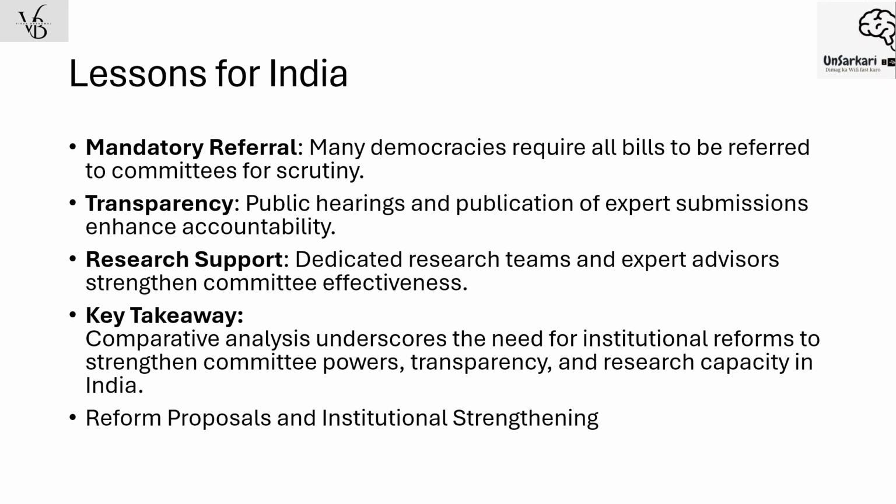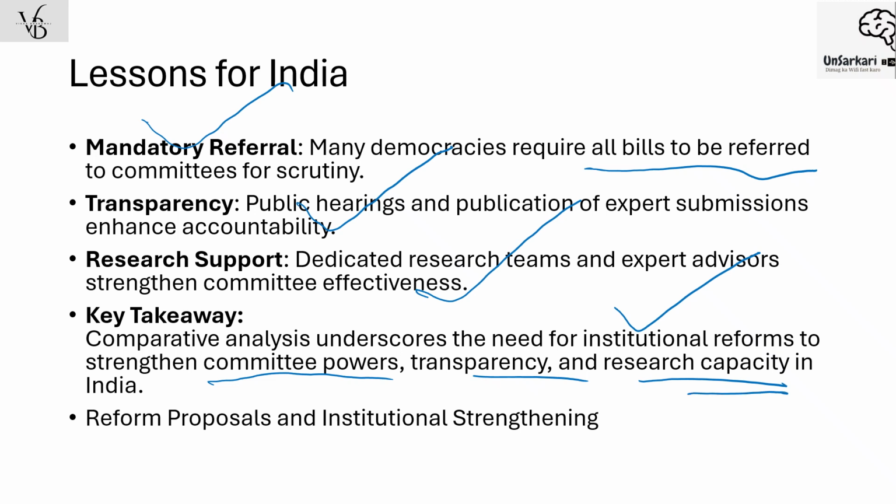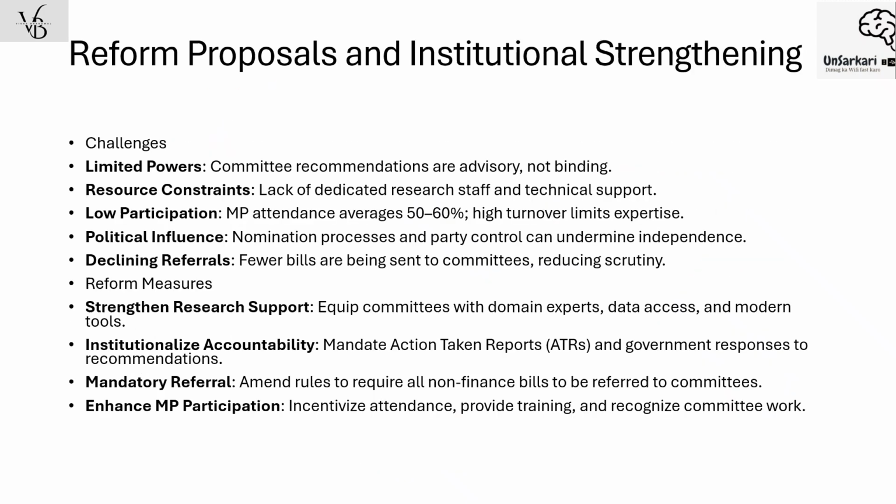So what can India do? Mandatory referral may be there, all bills to be referred to committees, but it will be time taking and decision making may become a little slow, though we have to think about it. Transparency, public hearings and publication of expert submissions enhance accountability. We are following it. Research support, we are also working on it. So we need to create an institutional framework a little bit stronger so that committee powers, transparency and research capacity increase and reform proposals and institutional strengthening take place. This can only be done with the help of the party in power and opposition leaders, so that Lok Sabha and Rajya Sabha both work in tandem.